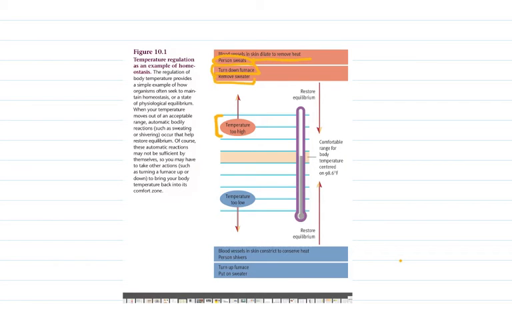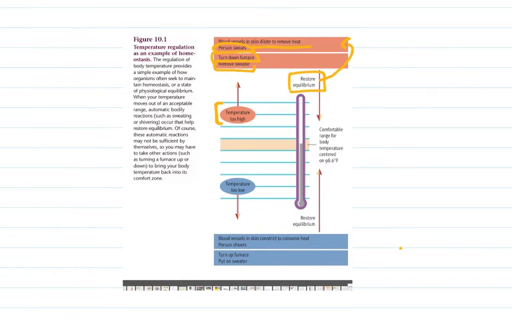So when your temperature is too high, your equilibrium is disturbed. And because that equilibrium is disturbed, your body reacts in a particular way, in the sense that your blood vessels in the skin dilate. And you also act in a particular way in order to restore that equilibrium, because this is where that equilibrium exists, which is the comfortable range for body temperature.